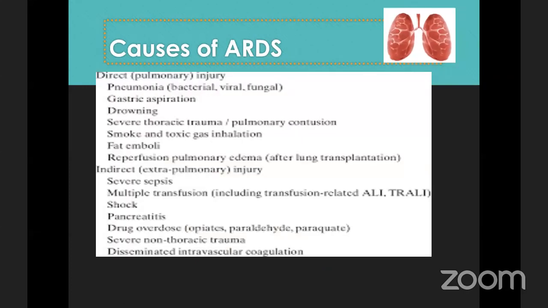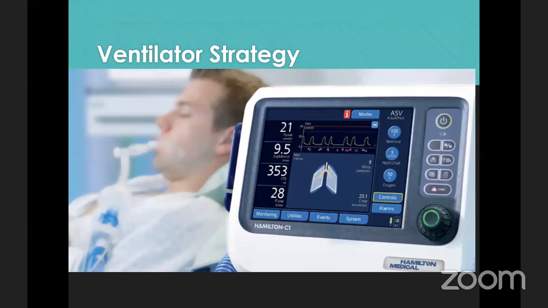So here it can be direct causes or indirect causes. Direct, like pneumonia, bacterial infection, fungal or viral, like now COVID-19, or if it is aspiration, like the patient vomits and aspirates, drowning, thoracic trauma, smoke inhalation, fat embolism. And the indirect, like pancreatitis, severe shock, and multi-organ failure.